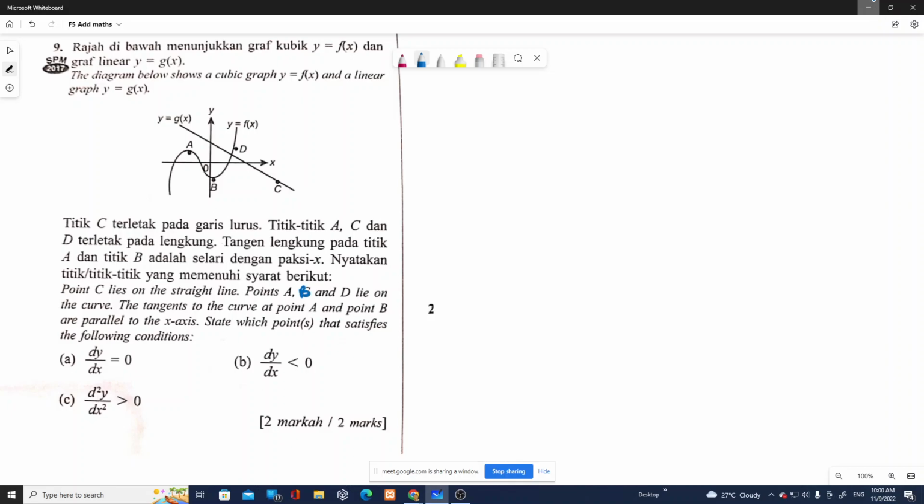The tangent to the curve at point A and point B are parallel to the x-axis. Oh, okay. So that means A is a maximum point, and B is the minimum point. So this is the tangent to the point A, and this is the tangent to the point B. They are parallel to the x-axis. State which points satisfy the following condition.